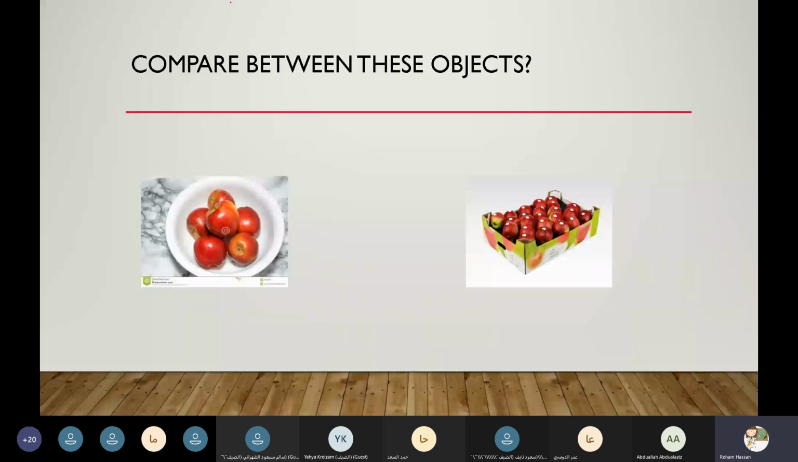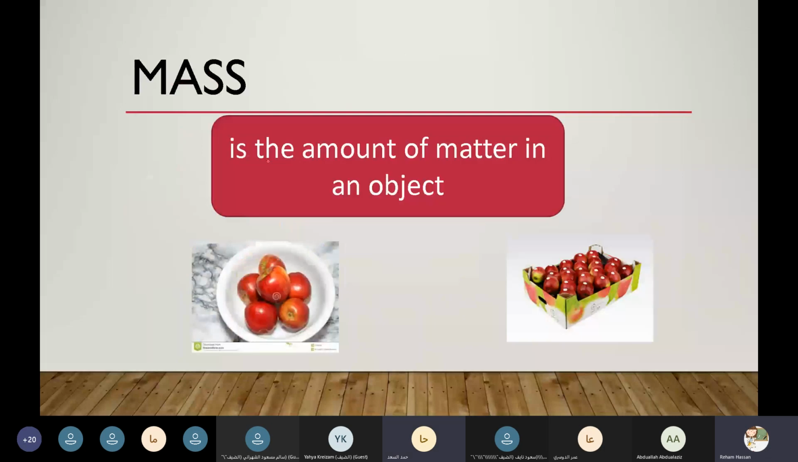Now let's compare between matters. We have apples. Here is 1 kilogram of apples, and here is 5 kilograms of apples. Who can tell me, if we compare the mass of these apples, which has a heavy mass? If we put... wait, Hamad, please.